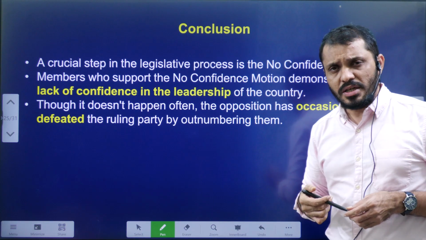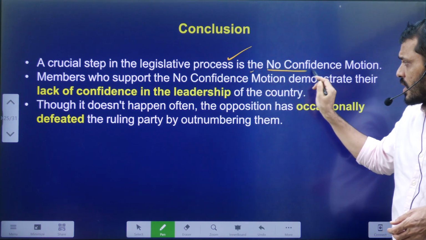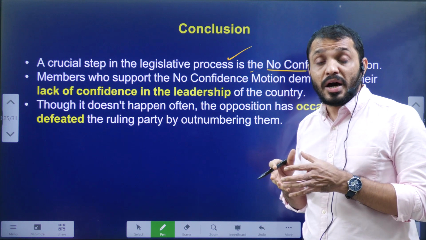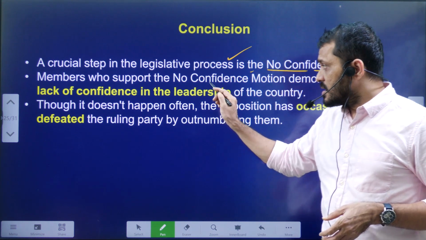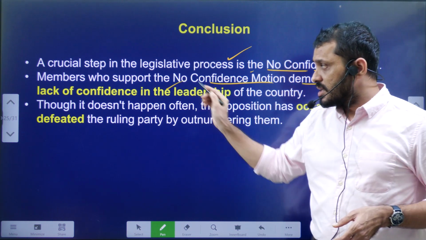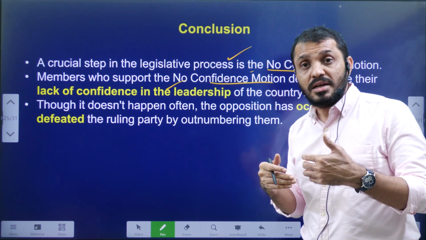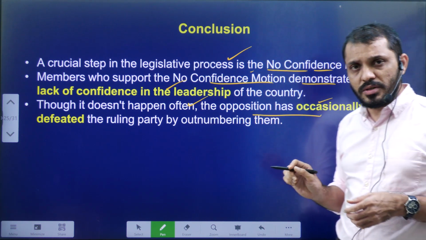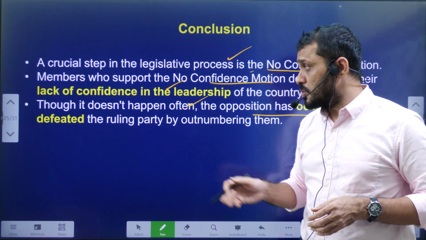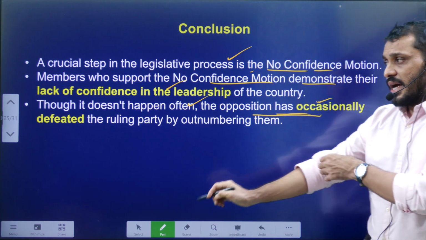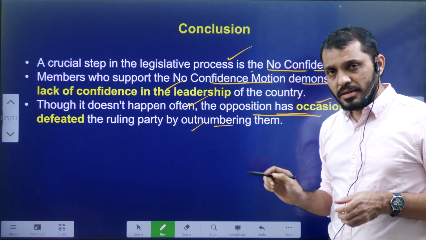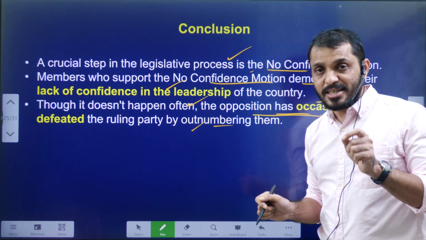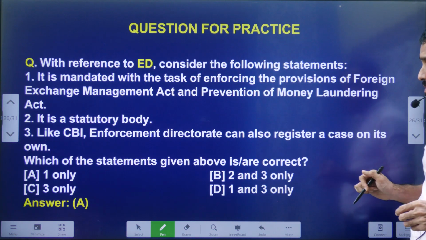Then, what is the conclusion? The conclusion is, this no confidence motion is a crucial step to enhance the parliamentary form of democracy, and the members who support the no confidence motion are representing the lack of faith in the leadership. And this no confidence motion should not be misused, and the opposition has occasionally defeated the ruling party, like Morarji Desai. And no confidence motion can also be used to get a response from the government on important issues.